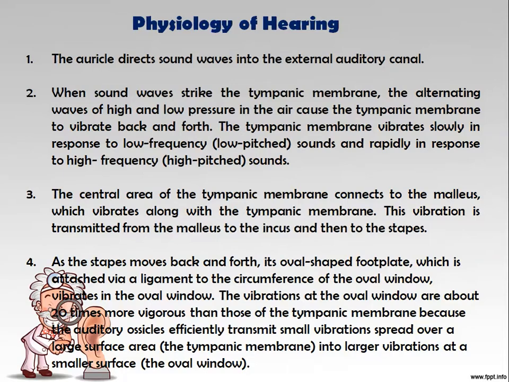As the stapes moves back and forth, its oval-shaped footplate, which is attached via a ligament to the circumference of the oval window, vibrates in the oval window. The vibrations at the oval window are about 20 times more vigorous than those of the tympanic membrane, because the auditory ossicles efficiently transmit small vibrations spread over a large surface area into a large vibration at a small surface.